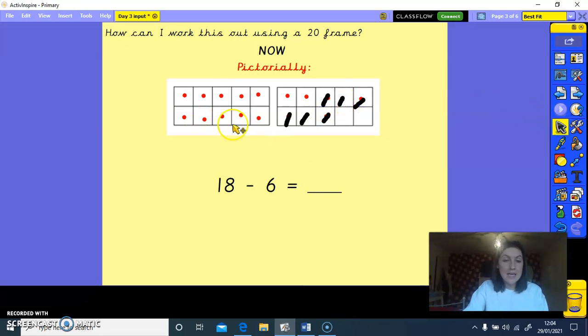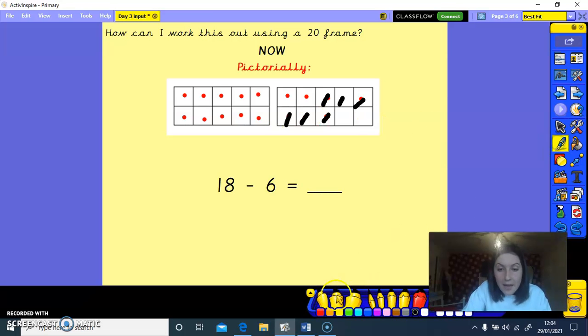I had 18, I drew 18 dots. I took 6 away, I crossed 6 out. How many am I now left with? So like you just did practically, where you took your counters away and you then counted what was left, that is now what we are going to do through the pictorial method of the 20 frame. So now we need to count how many are left. Are you ready? Let's do a little dot so that Miss Clark can see which one she's counted.